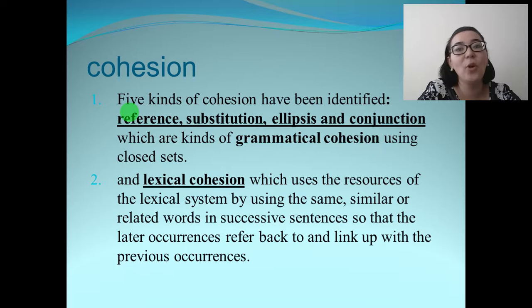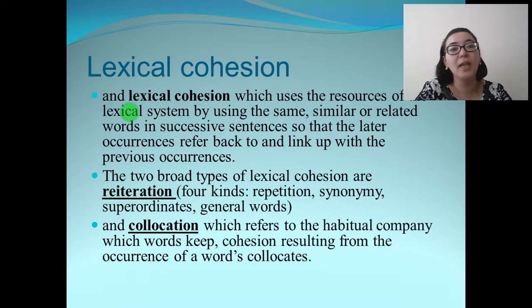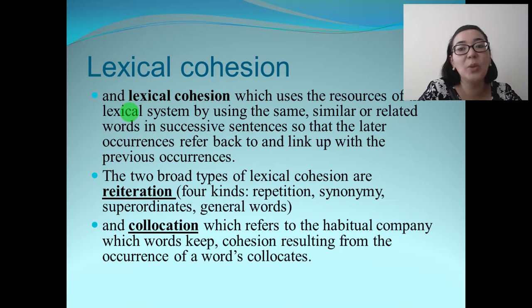Five kinds of cohesion have been identified. They are reference, substitution, ellipsis, and conjunction, which are kinds of grammatical cohesion using a closed set. Besides, there is lexical cohesion, which uses the resources of the lexical system by using the same, similar, or related words in order to refer back to and link up with the previous occurrence.